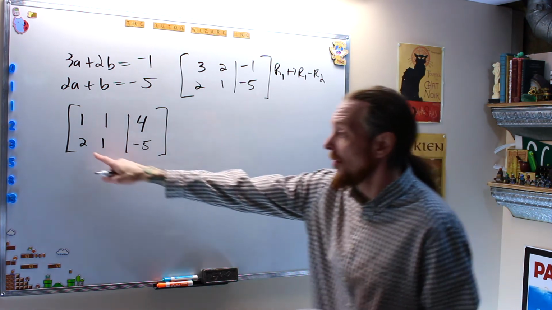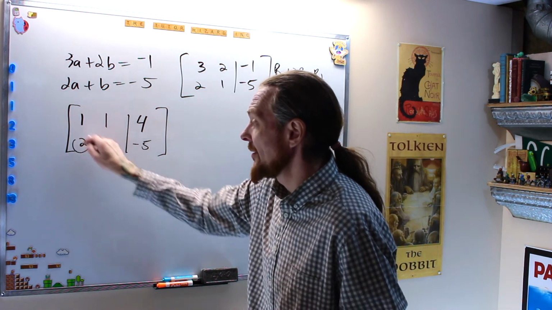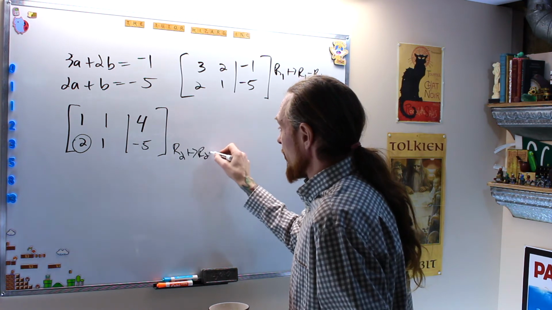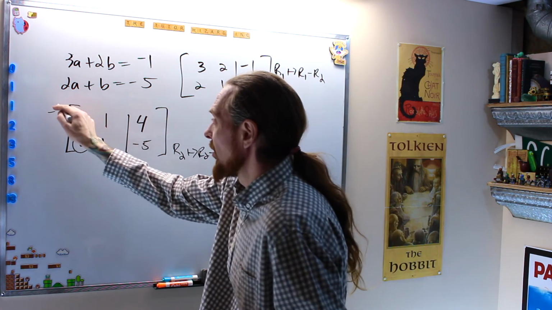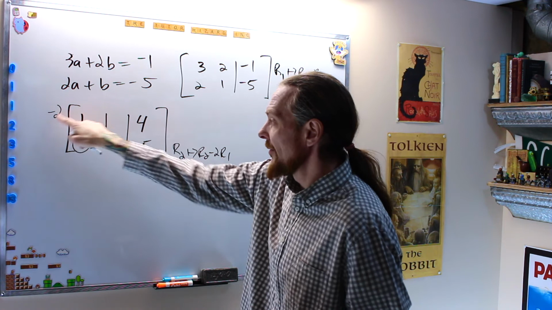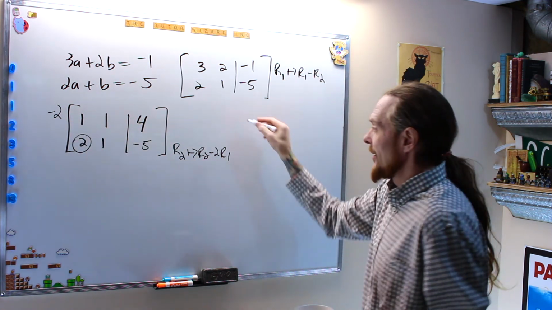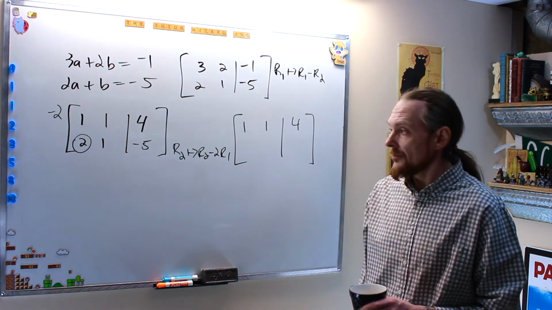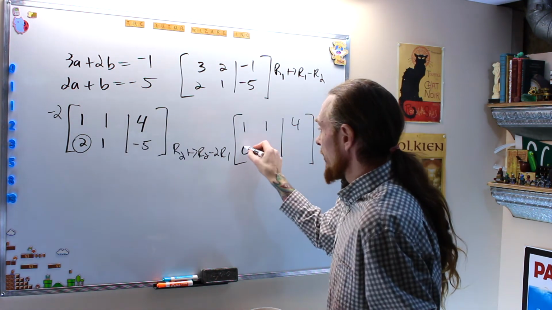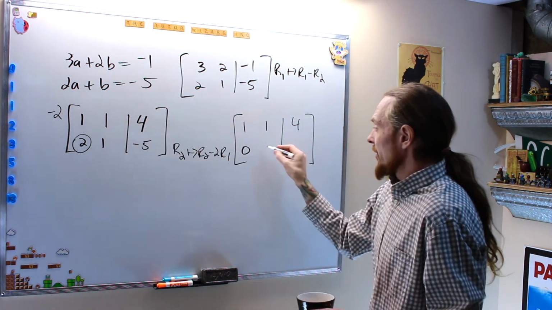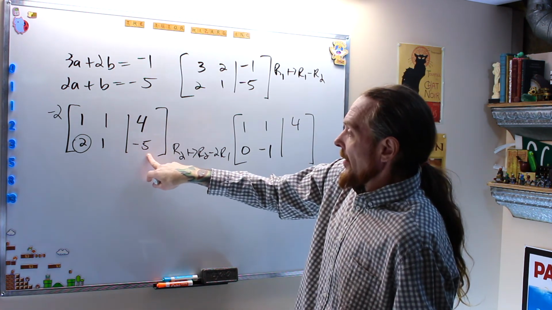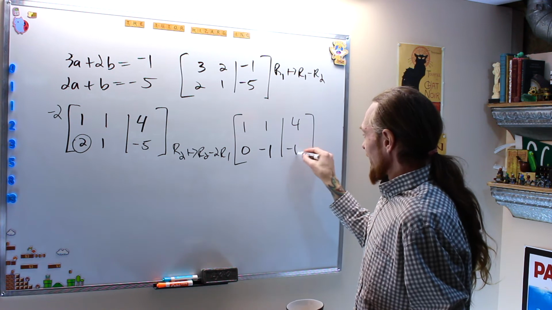Now that I do that, I have a leading 1. I want to get rid of this. So I'm going to do row 2 goes to row 2 minus 2 row 1. So we're multiplying by -2 and distributing into every spot and then adding it to this. That will give me 1, 1, 4. 2 minus 2 is 0. 1 minus 2 is -1. And 5 minus 8 is -13.